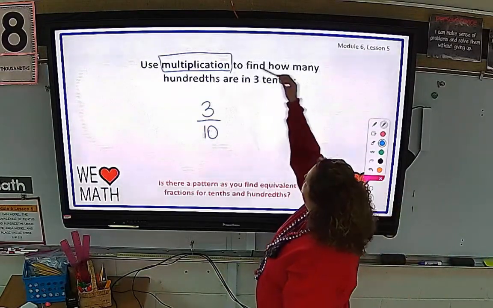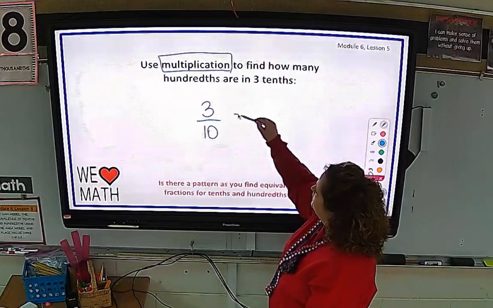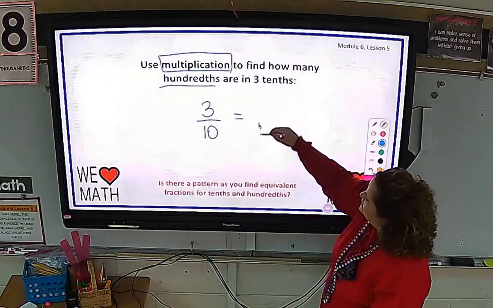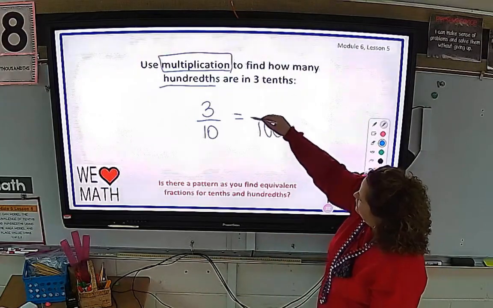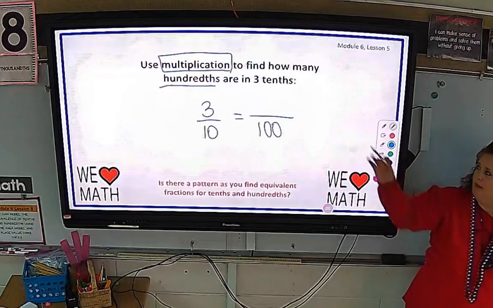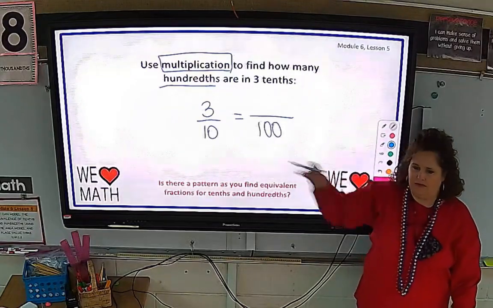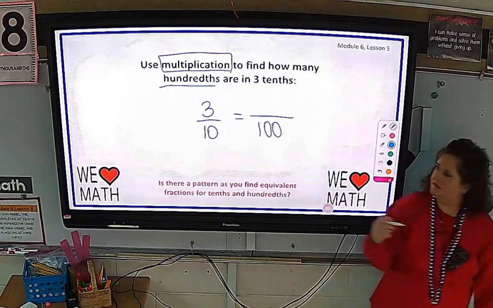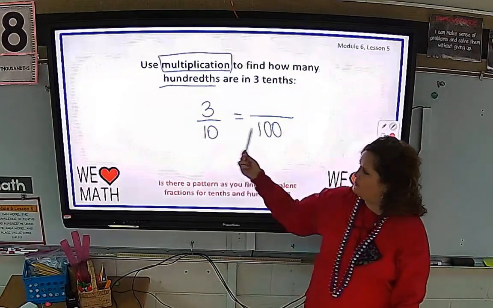Use multiplication to find how many hundredths. Well, look, I know it's a word form right there, but we already know our next denominator. So if you get a problem like that, that's how you would set it up to figure it out. All right, so we've already talked about this. How do we get from here to here?